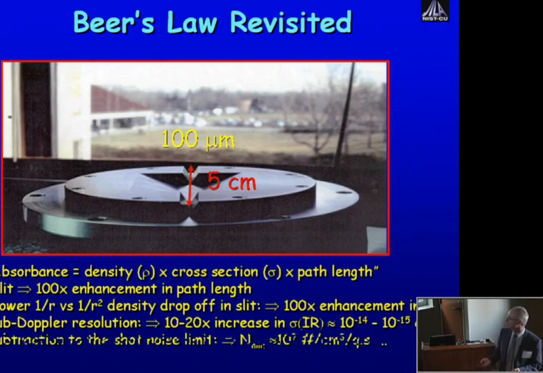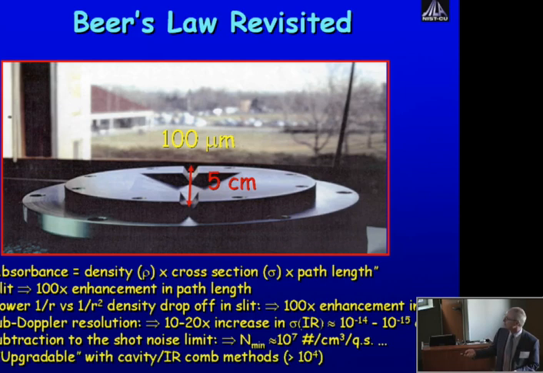The net effect is that we can see down to something on the order of 10 to the 7 molecules per cc per quantum state, which is already quite sensitive, but we really think that this should be upgradable with cavity and infrared comb techniques, and Junyi and I are scheming to be able to couple these all together to have broadband, ultra-sensitive methods that should improve this by something on the order of 1,000-fold or more.